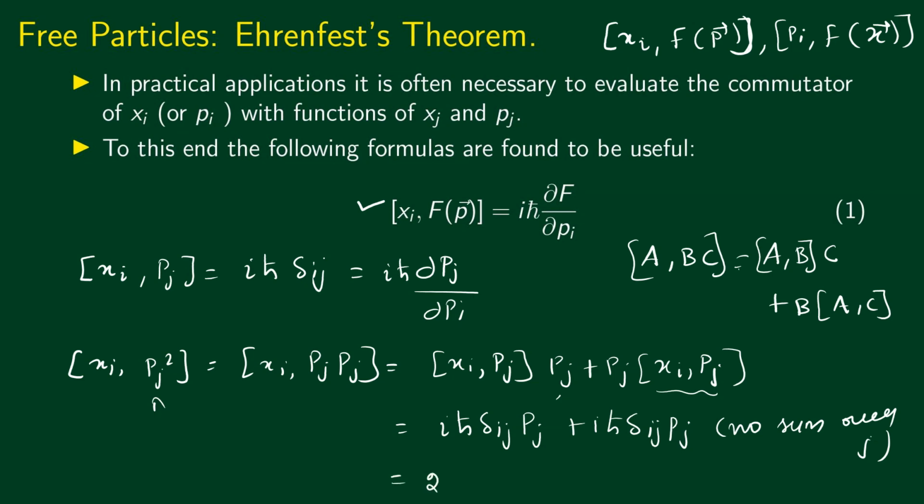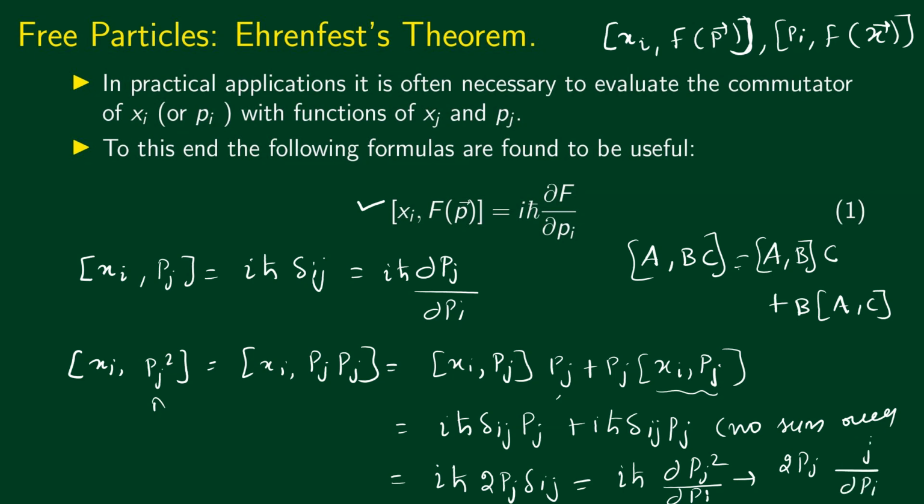Now this is equal to, let me write it like this, i ħ 2 p_j δ_ij, which now can also be written as a derivative. This is just the derivative of p_j squared with respect to p_i. All right, this is easily checked. You see that the derivative of p_j squared with respect to p_i is 2 p_j multiplied by the partial derivative of p_j with respect to p_i, which is again 2 p_j δ_ij. Okay, that's what we have here. So the commutator of x_i with p_j is i ħ partial derivative of p_j with respect to p_i, and the commutator of x_i with p_j squared is i ħ partial derivative of p_j squared with respect to p_i.